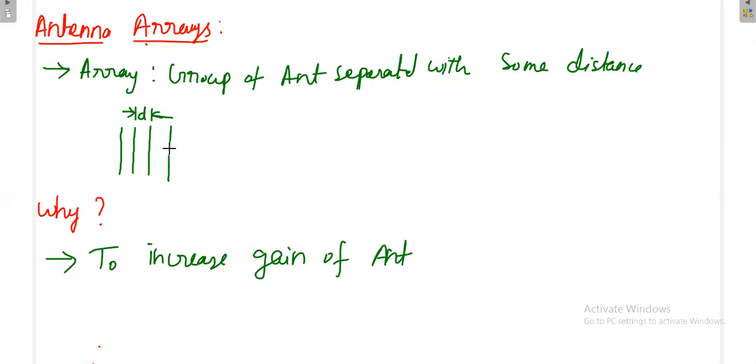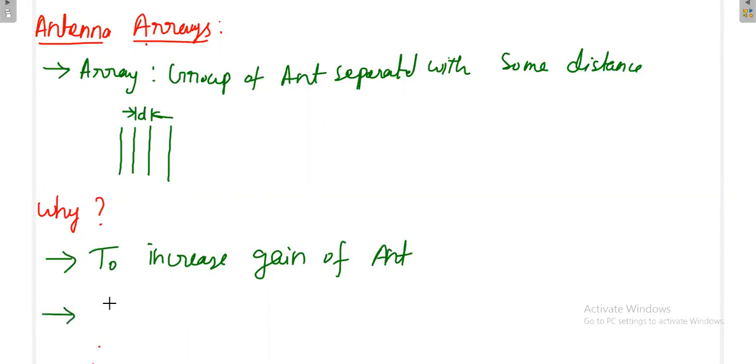Then you have to feed these antennas in such a manner that their voltages, currents and phases are the same, then you'll get more power. If you get some power with one antenna, with n antennas you will get n times the power, n times the electric field. So the need of an antenna array is to increase the gain, and once the gain increases, the received power will increase. That's the idea.